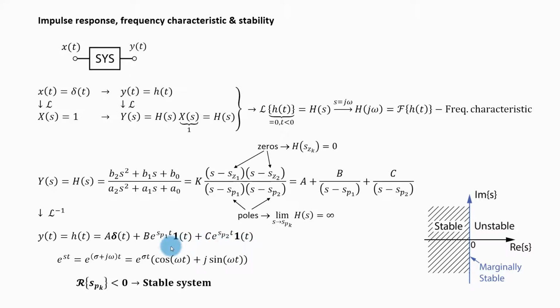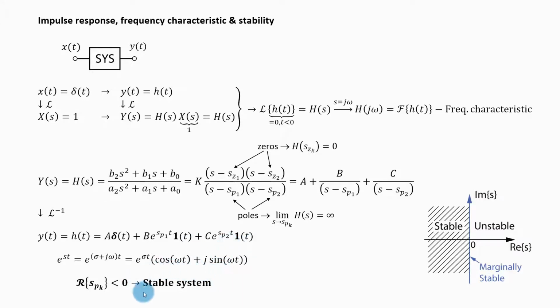However, if either of these poles, sp1 or sp2, has a positive real part, for example, if this pole sp2 has a positive real part, as the time goes to infinity, this exponential will diverge to infinity as well, and the impulse response will be unstable.